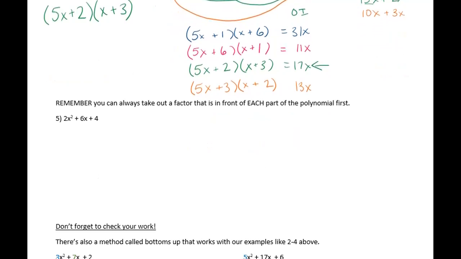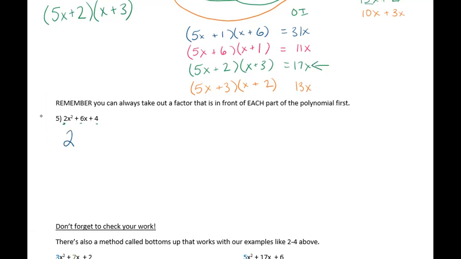All right, and we have one more here. Remember, you can always take out a factor that is in front of each part of the polynomial. So right here, we have 2x squared plus 6x plus 4. And that looks like, oh man, we're going to have to do all these choices again. Yes, you can. Or there's a 2 here, there's a 6 here, and there's a 4 here. Do those have a factor that all of them have in common? Hopefully you're saying yes. And it's a 2.